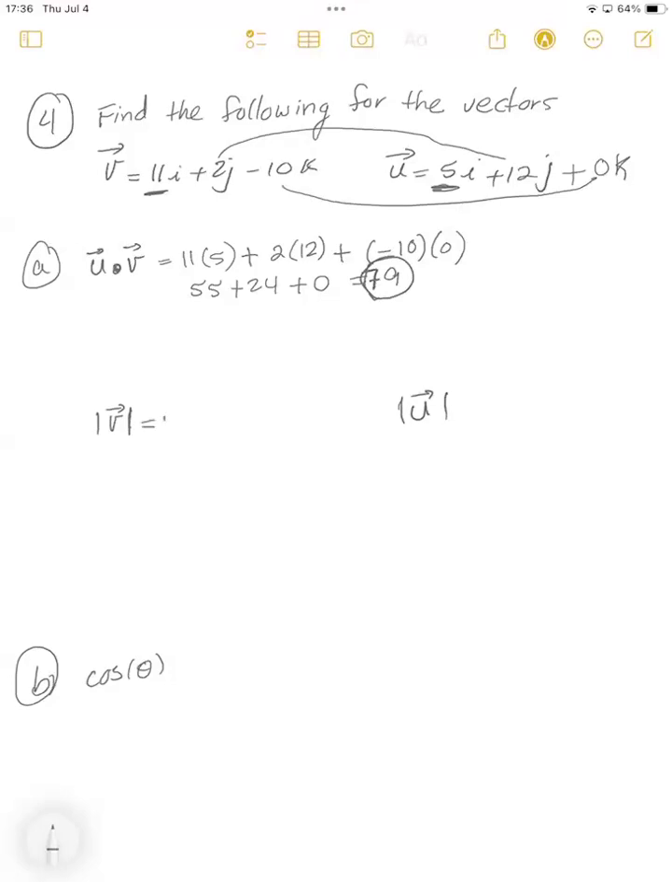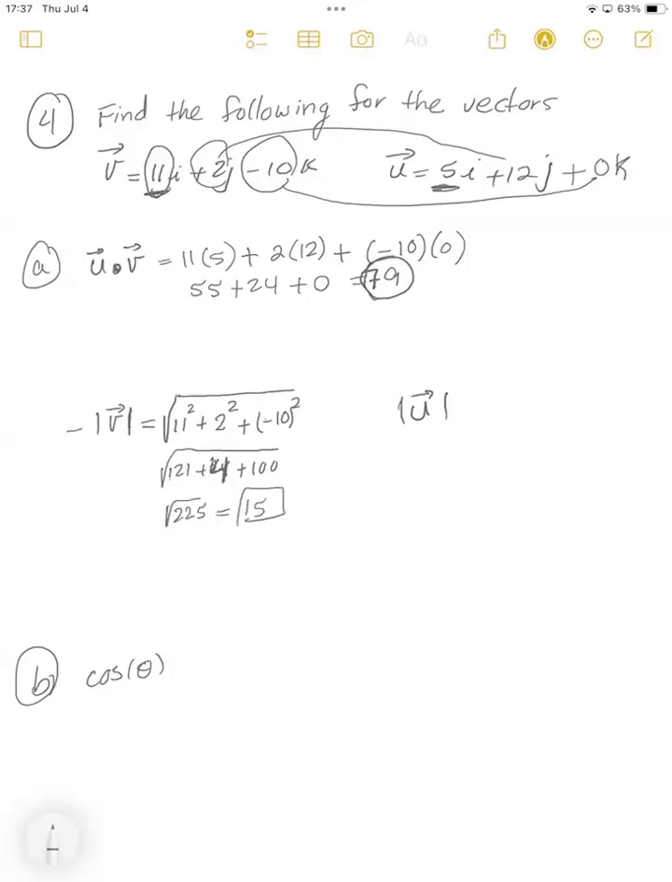We are going to find the magnitude of v. So 11 to the power 2 plus 2 to the power 2 plus negative 10 to the power 2. That's how you find the magnitude of a vector. You take the i component squared plus the j component squared plus the k component squared. So 11 squared is 121, 2 squared is 4, and negative 10 times negative 10 is 100. So that gives us 225. The square root of 225 is 15. So the magnitude of v is 15.